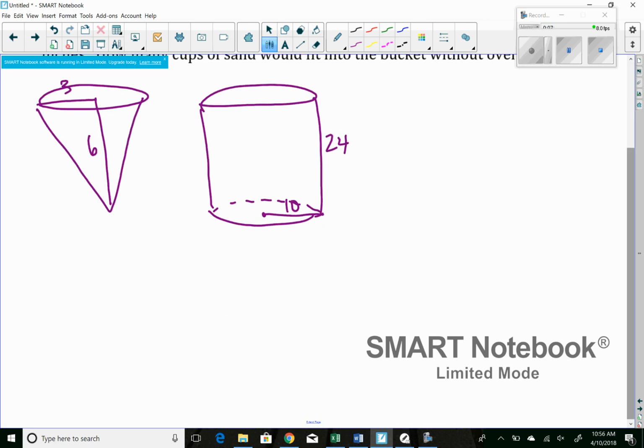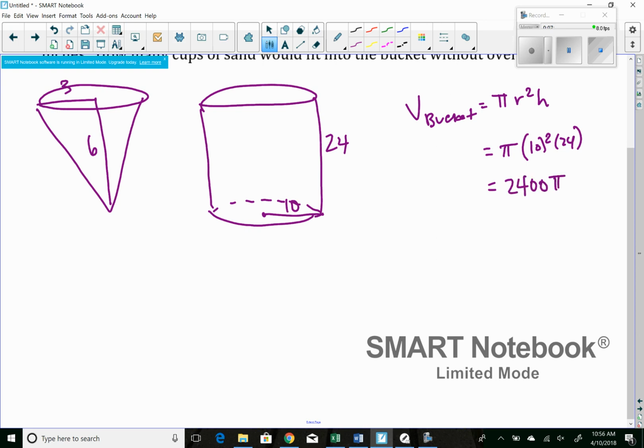So if I find the volume of each, so if I find the volume of the bucket, since it's a cylinder, it's pi r squared h. So the volume of the bucket is going to be pi times 10 squared times 24. I'm going to leave this in terms of pi because I don't want to really round it. It'll be easier if I do this in terms of pi. So 10 squared times 24 is 2400 pi. So that's the volume of the bucket.